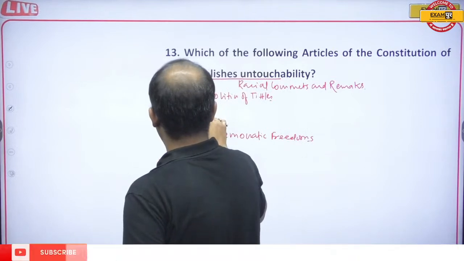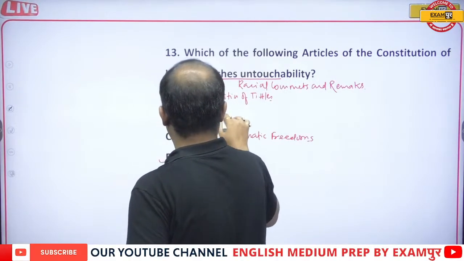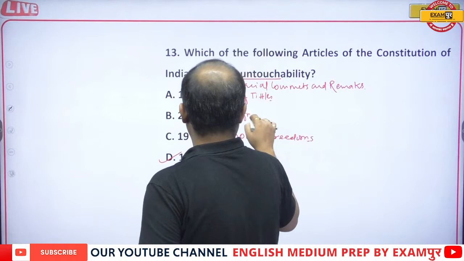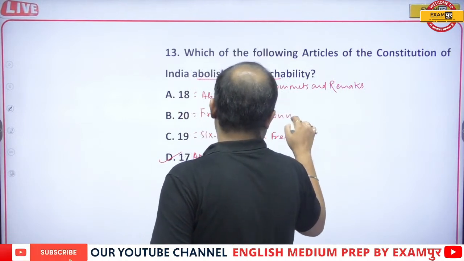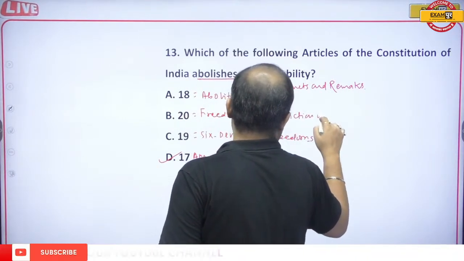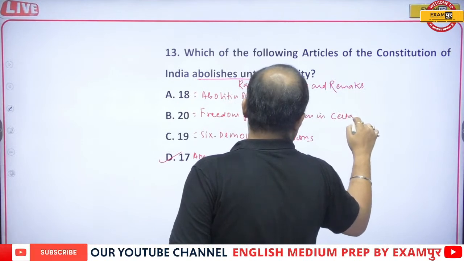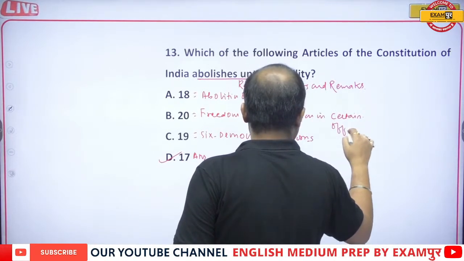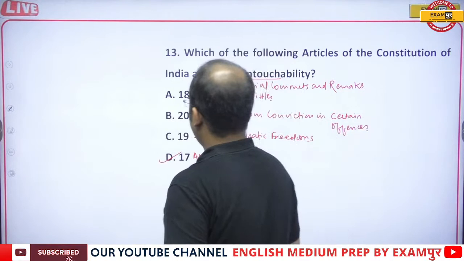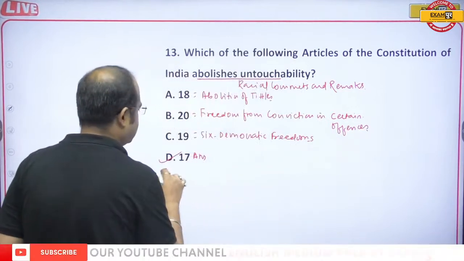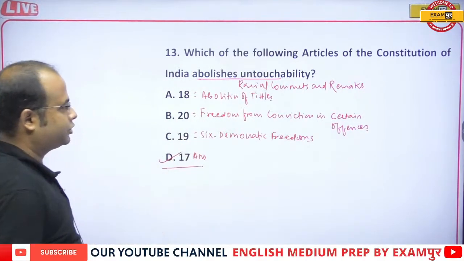And Article 20 is freedom from conviction in certain offenses. Freedom from conviction in certain offenses. So the correct answer will be option D.